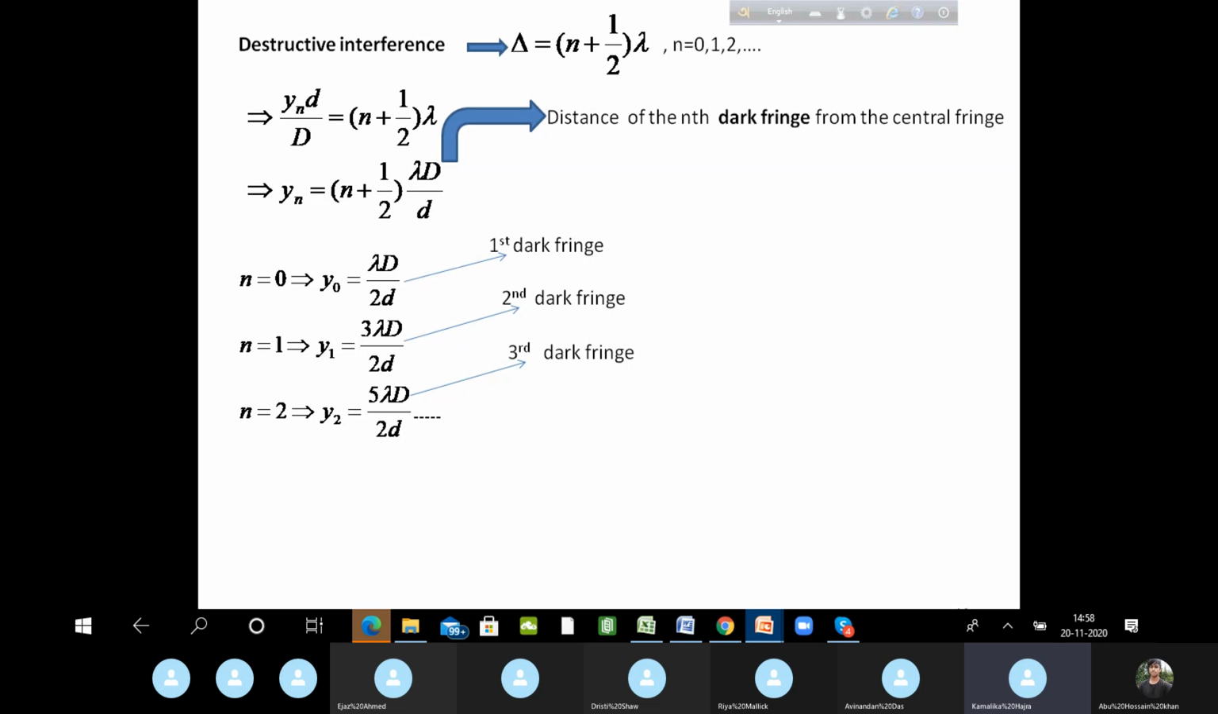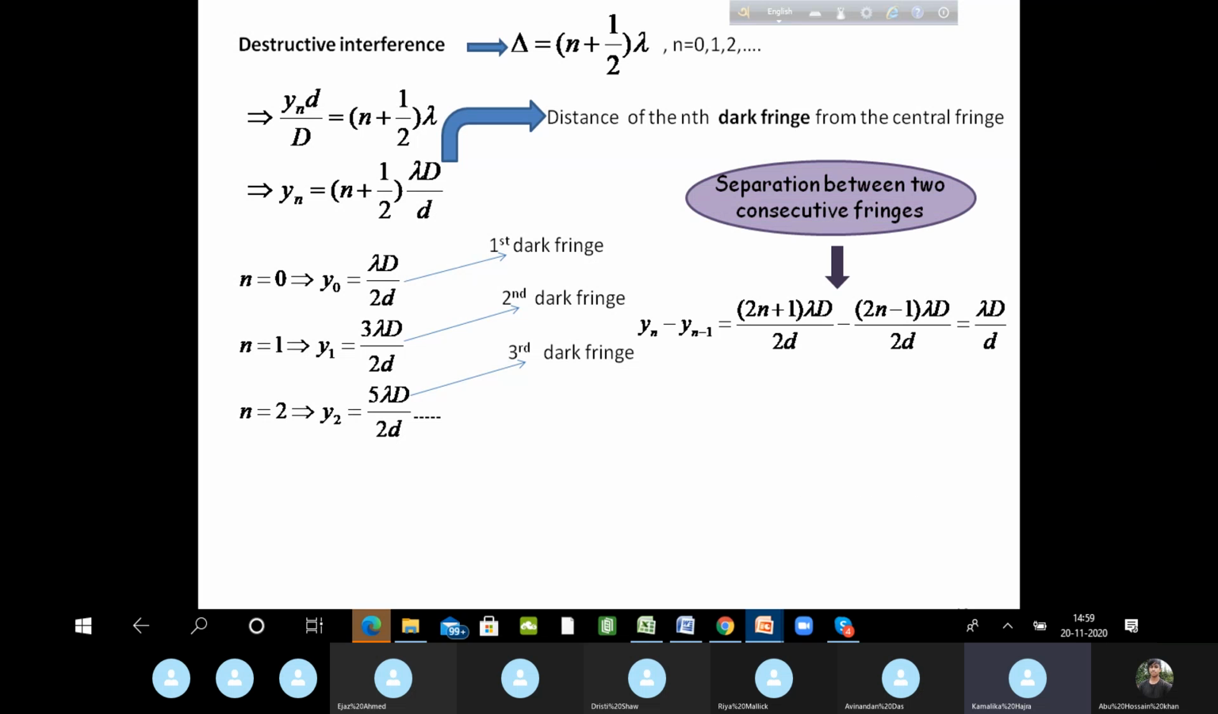This is important to understand, because in a numerical, if it is written that so and so is the position of the third dark fringe, then you have to remember to take y2 and not y3. Whereas if it is said so and so is the position of the third bright fringe, then you take y3 directly. So you have to remember this in order to solve problems.